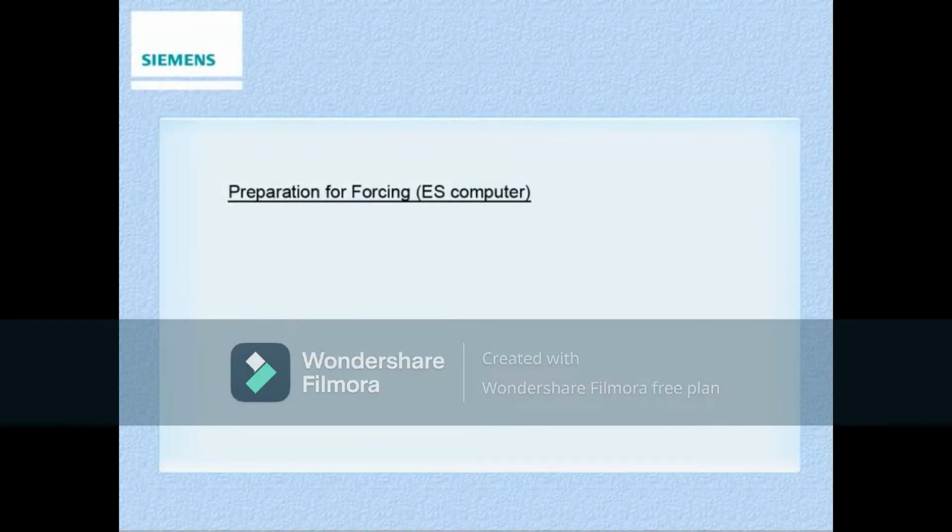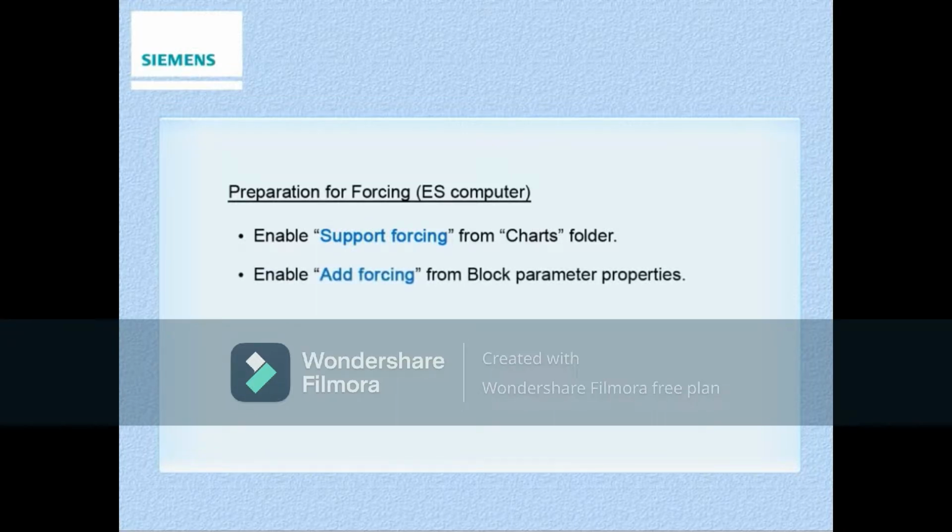If we want to be able to force the value of a wired block input parameter, we need to set our project up to allow it. First, the charts folder of the CPU has to have the support forcing feature enabled. Next, the actual block input parameter that we want to force needs the add forcing feature enabled in its properties. Last, while the properties of the block input are open in test mode, forcing active must be enabled.